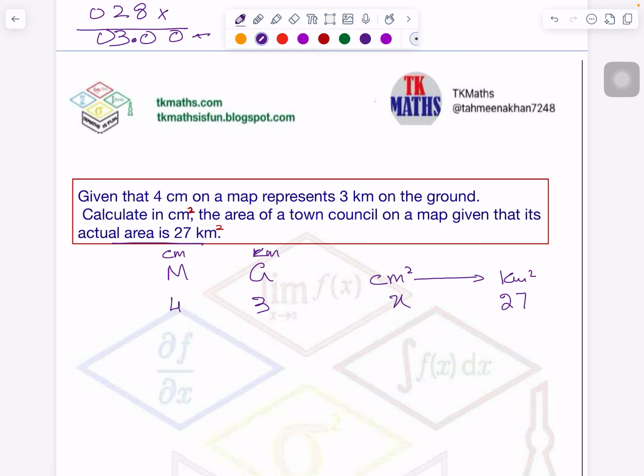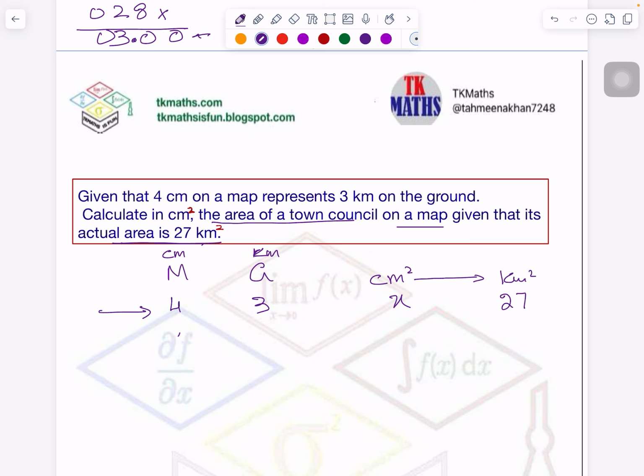Calculate in square centimeter the area of a town council on a map, given that it is equal to 27 square kilometers. Now how will I do this? First of all, I need to change this scale into square centimeter and square kilometer. Then I can write it underneath. Right now I cannot write here x and here 27. I can't do that because 27 is actually square kilometer, and this I have to find like this. So I can't do it right now.